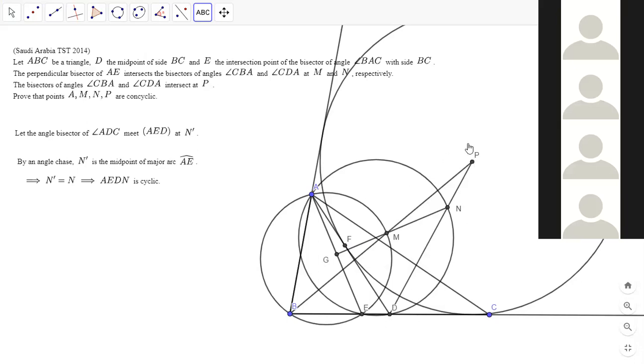No, P is the intersection of the angle bisector of ABC and the line BN, the perpendicular bisector of AE. So first we define point M, and then we define M and N. But yes, D can be whatever it wants.